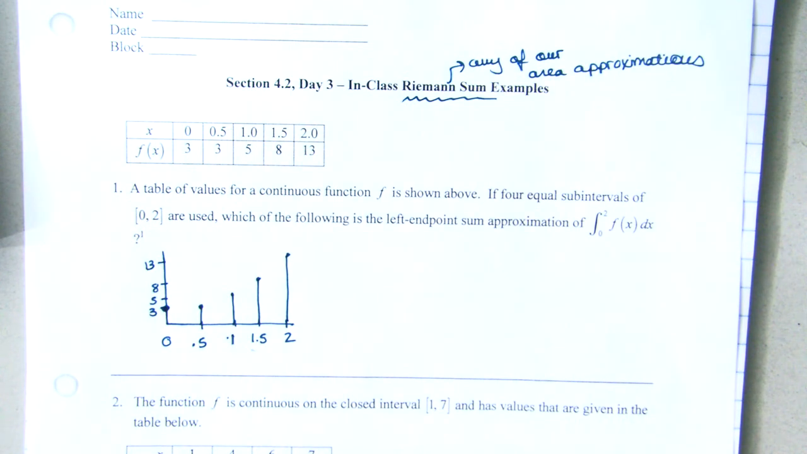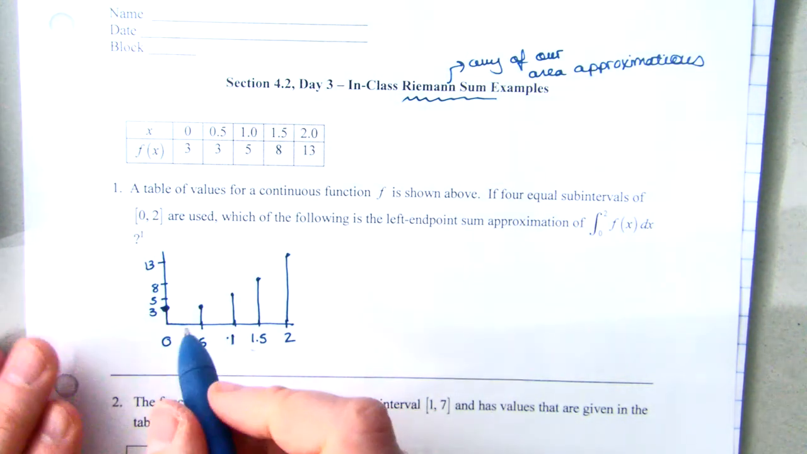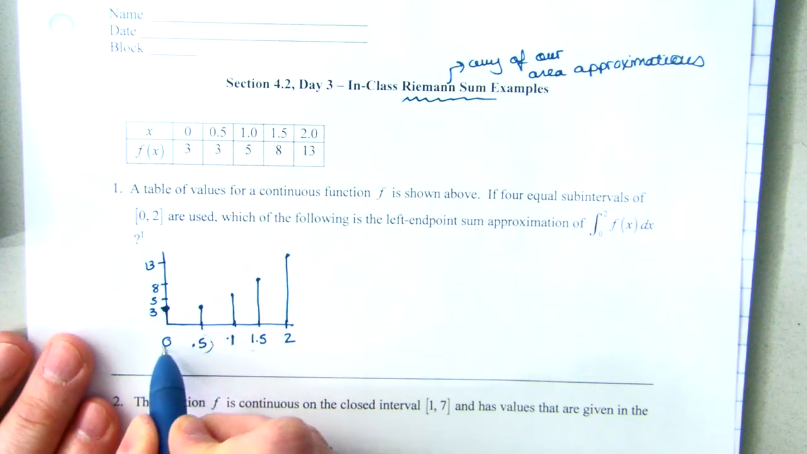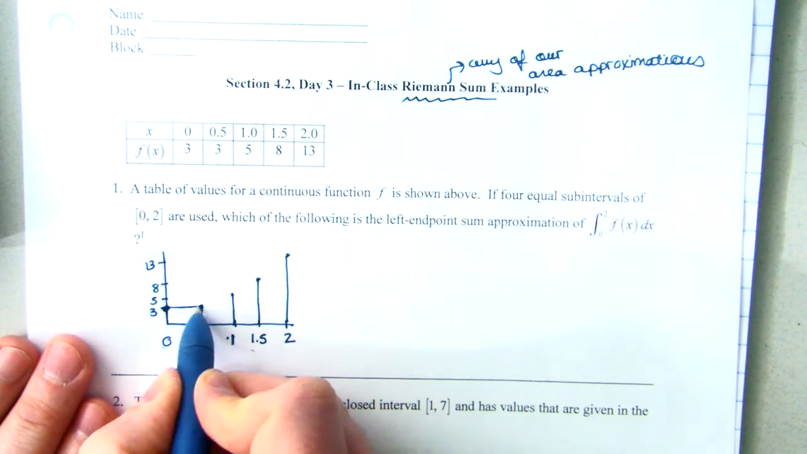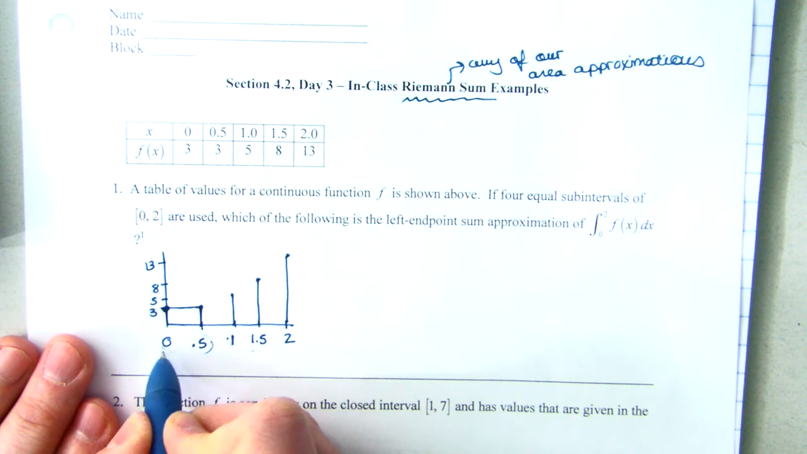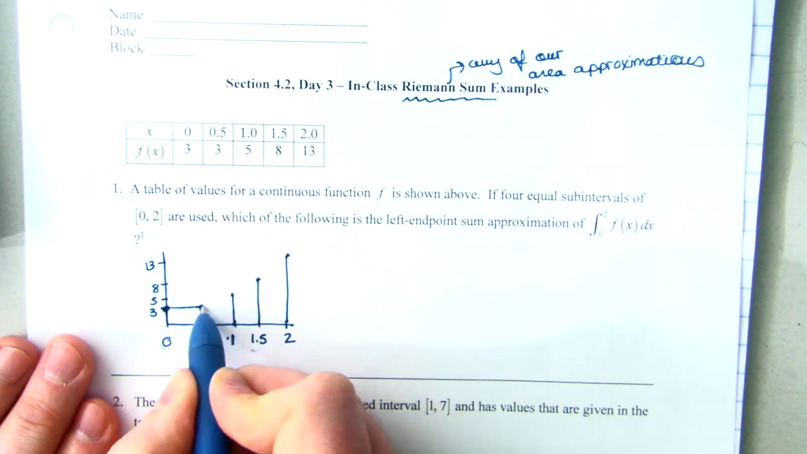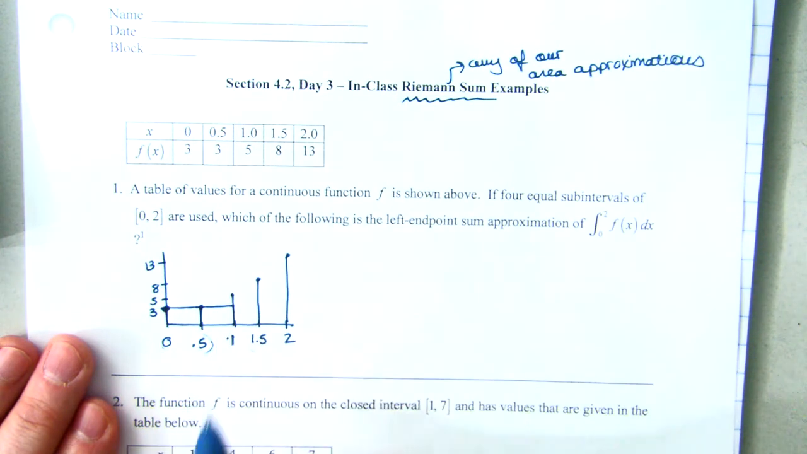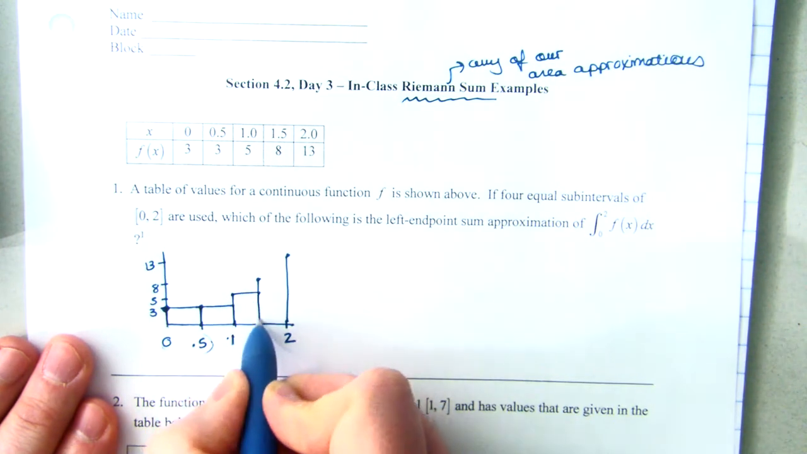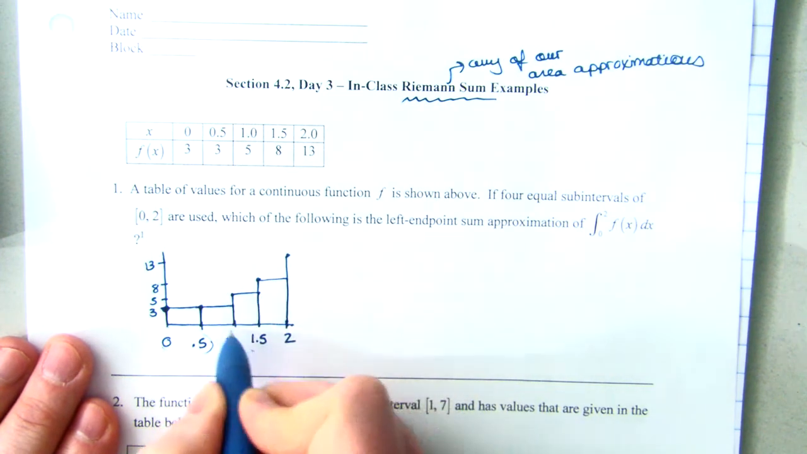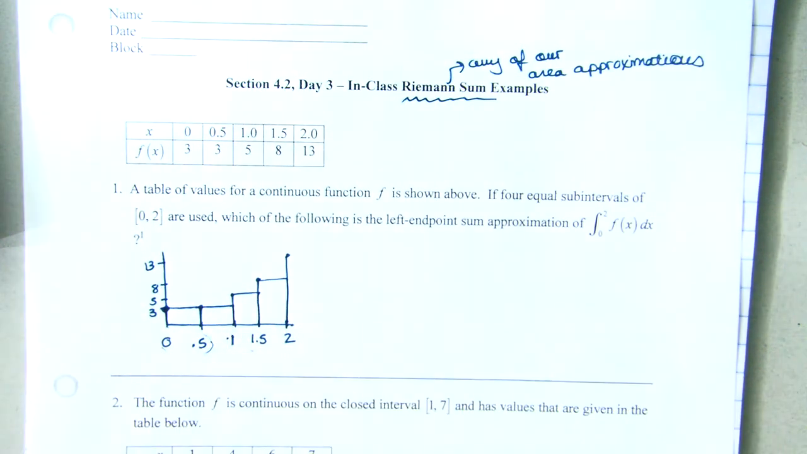I want to approximate this using a left endpoint sum. So I'm going to draw in some rectangles whose height is the height at the left endpoint of the region. So between 0 and 0.5, I'll draw in a rectangle that looks like this, with the height at x equals 0. Between 0.5 and 1, I'm going to draw in a rectangle that looks like that. 1 and 1.5, a rectangle like this. 1.5 and 2, a rectangle like that, because again, I'm using my left endpoint sum.